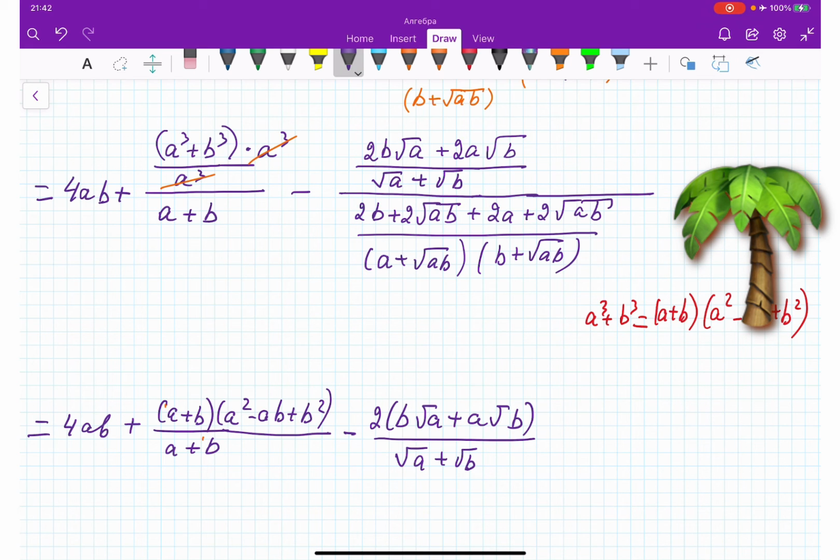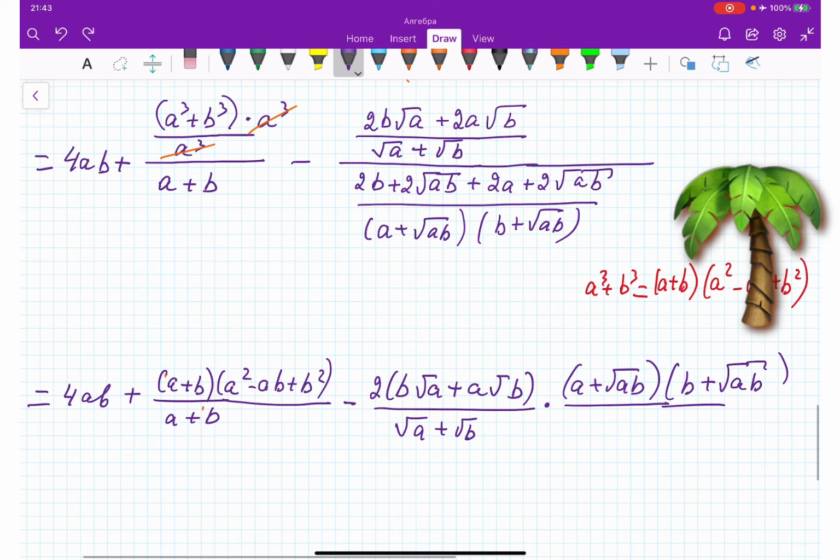And then I'm going to flip the fraction, a plus square root ab times b plus square root ab. So practically this fraction I'm dividing by this fraction. Yes? Okay. In denominator, what do I have? 2b, there are two of them, 2 square root ab, it's going to be plus 4 square root ab, and plus 2a.